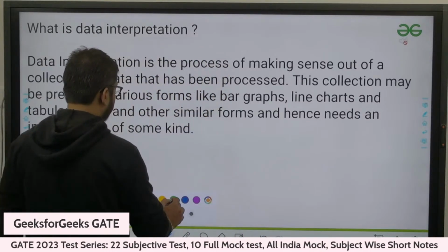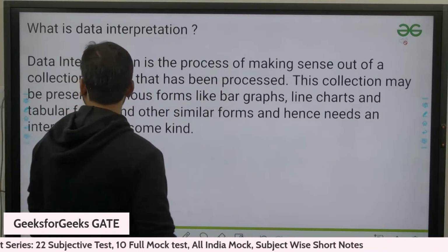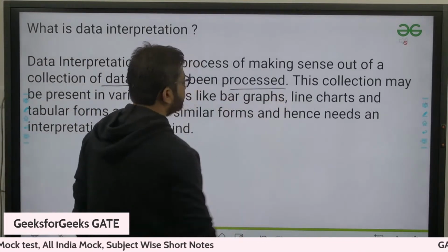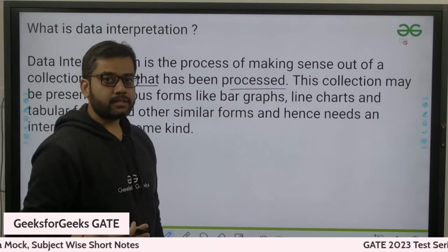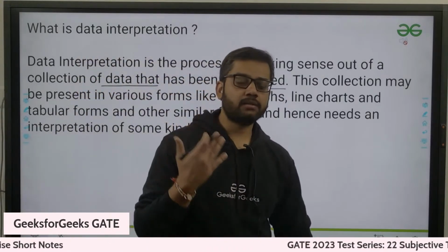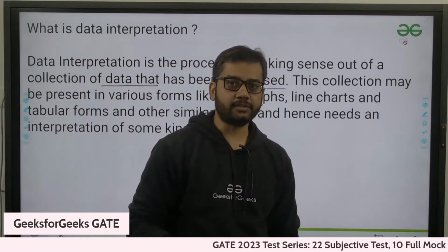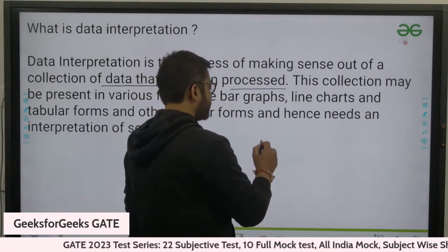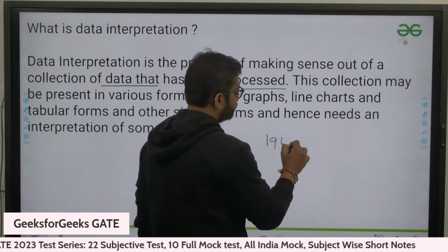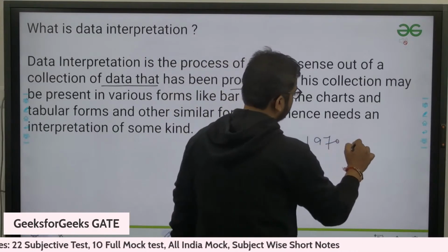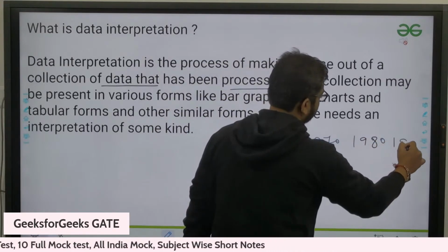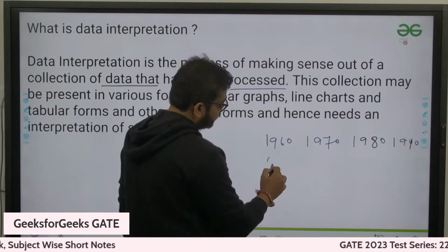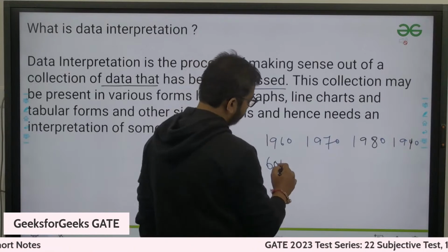This is basically, data interpretation is the process of making sense of the collection of data that has been processed. It means that the data, suppose I'm saying the population of India is increasing. So there are two methods. First, if I'm saying that in 1960, 1970, 1980, 1990, suppose here it's 60 lakhs.